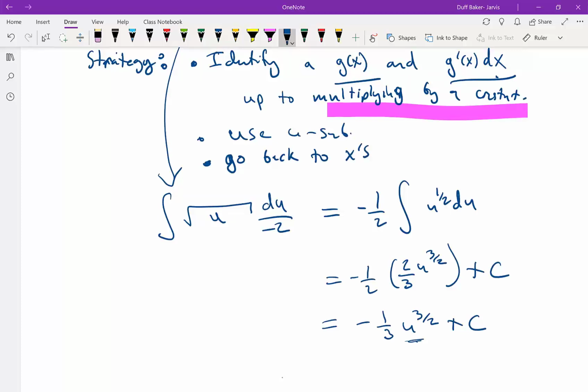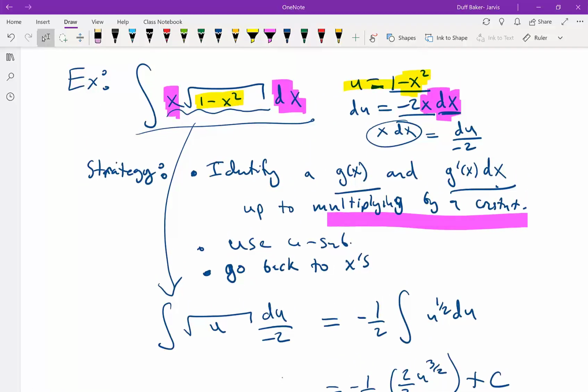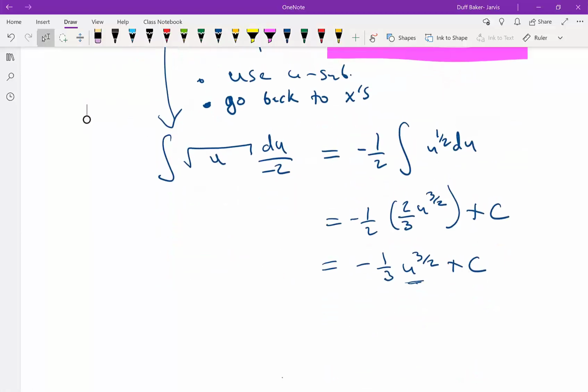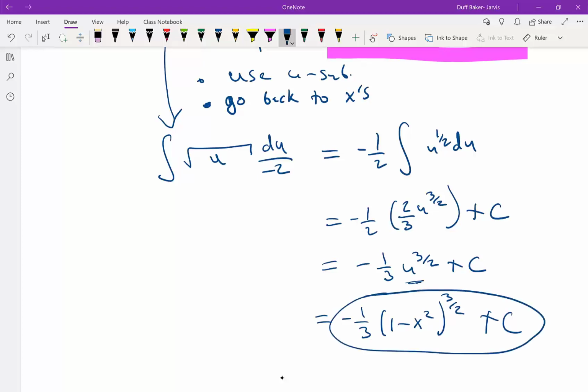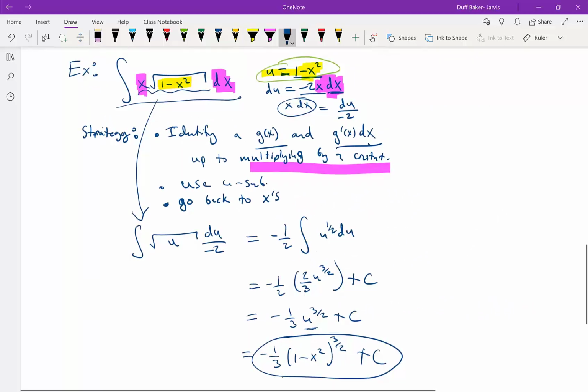Okay, so the way we go back to x's is we go and look back at our u, and we just use that. So u is 1 minus x squared, and we just replace it back. We substitute back. Okay, and now that would be our final answer. Okay, so questions about that one? Hopefully you caught a little bit of it. We're going to do a few more, at least a few more.